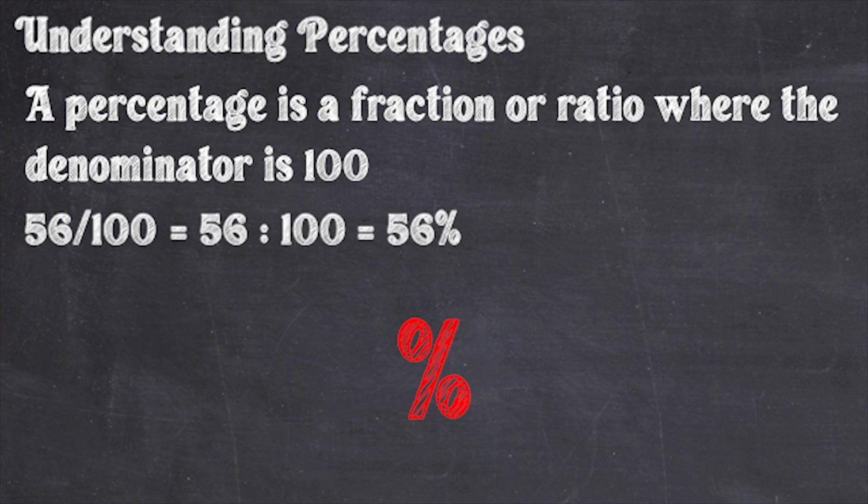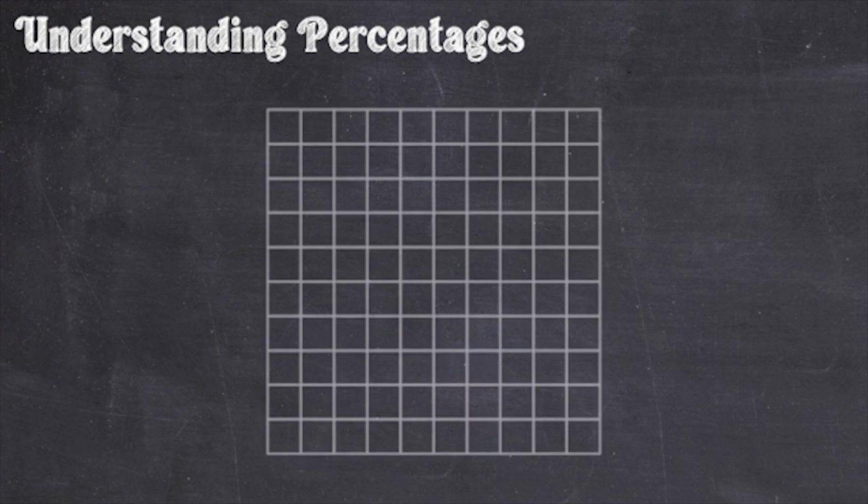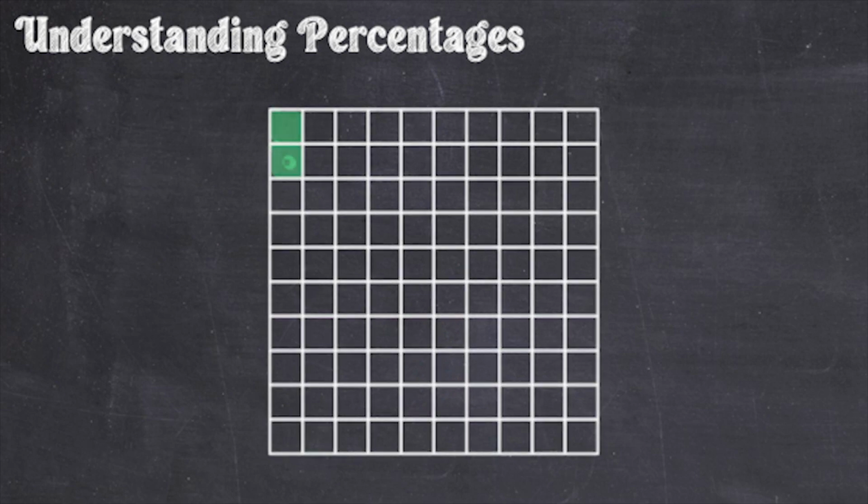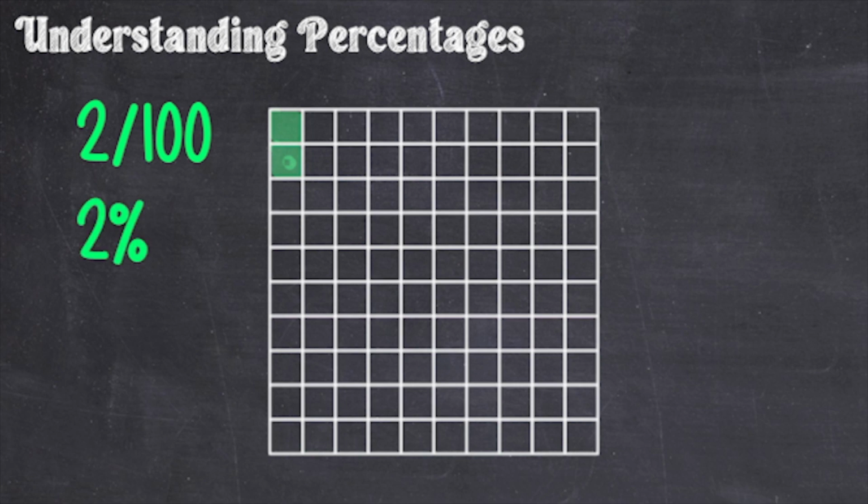Consider a grid of 100 squares. If we color 2 squares of this grid, we can write the colored region as 2 over 100. This fraction means that 2 squares out of 100 are colored. Since the denominator here is 100, we can say that 2% of the squares are colored. Let's take a look at some other percentages.